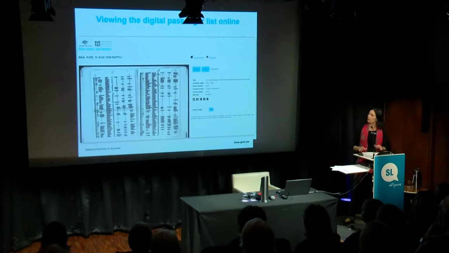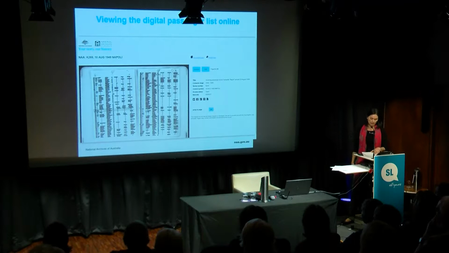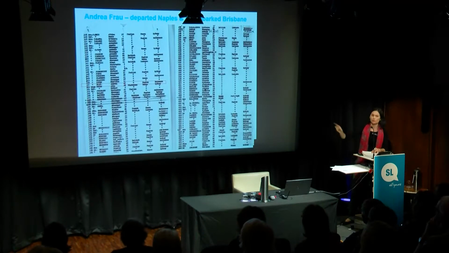So this is the screen you'll be taken to when you click on that View Digital Copy button. So his passenger list is an 8-page passenger list. You can see there I found him on page 5 of 8. I'll zoom in now so you can actually see his name. So I've just highlighted that in red there. So it just gives his name, I think his age, departed Naples and arrived in Brisbane.